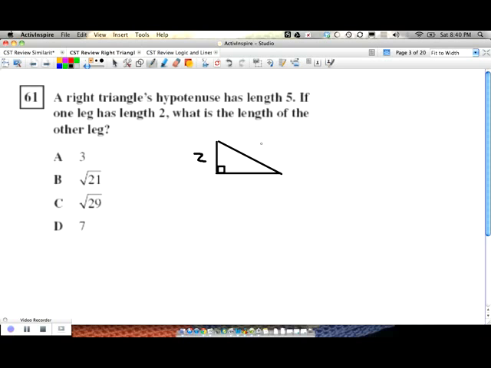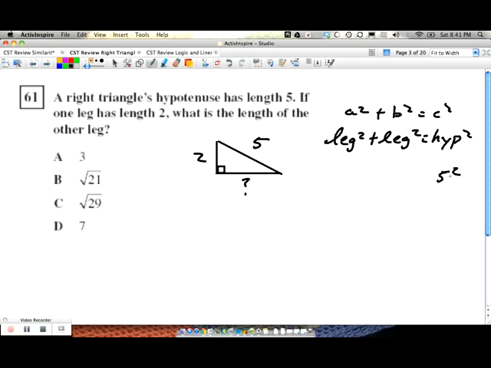So it says one leg has length 2, the hypotenuse has length 5, and it's asking me, well, then what's the other side? Well, I know that leg squared plus leg squared equals the hypotenuse squared. That's the same thing as a squared plus b squared equals c squared, because c is that hypotenuse side. Okay, then that means that 5 squared could go here, and one of these legs could be the 2 squared, and I'm looking for that other leg squared.